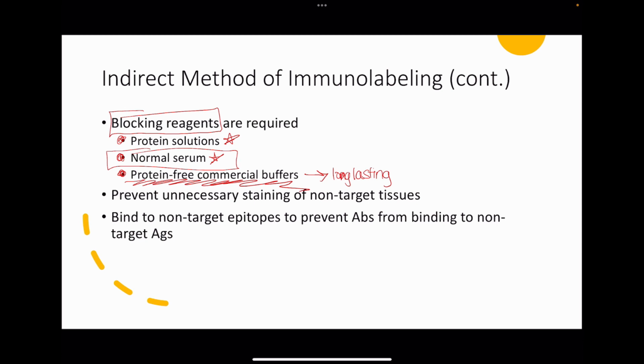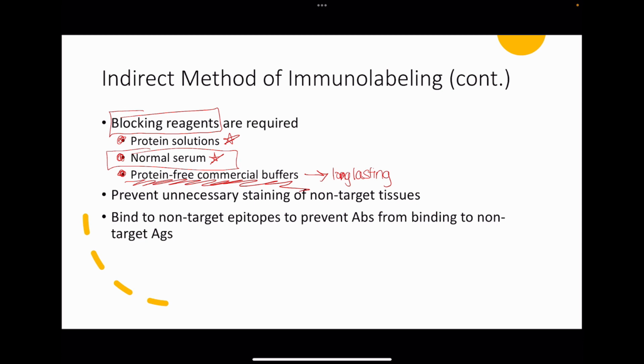Now, these blocking agents have a very high binding affinity to the non-target reactive sites. Their reactive site is the area where antigen is not. And they actually compete with the antibodies used in lab, and they outcompete them, these antibodies, and block anything surrounding the tissue, any antigens surrounding the tissue that doesn't necessarily need to be visualized for whatever tissue sample.